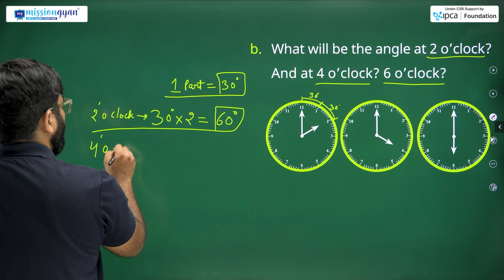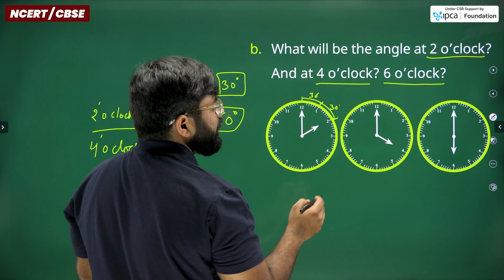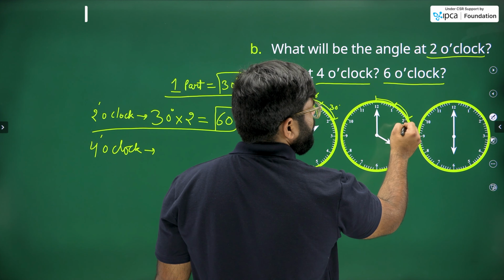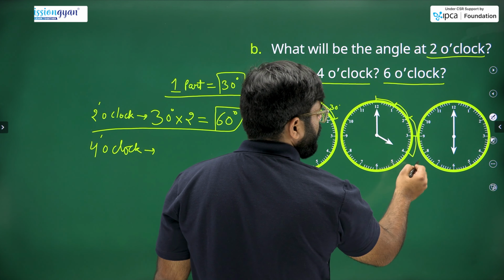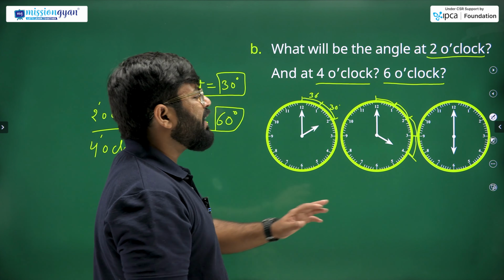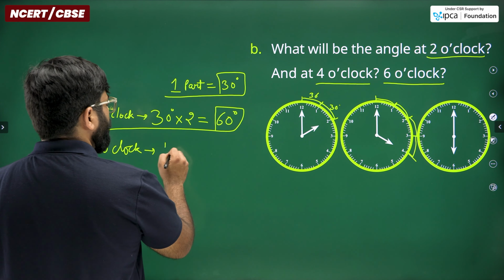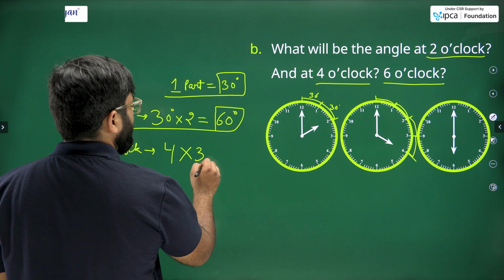Let's check 4 o'clock also. In 4 o'clock, how many parts are covered? So let's see. 12 to 1, one part. 1 to 2, second part. 2 to 3, third part. And 3 to 4 is the fourth part. Or you can directly see, sir, 1, 2, 3, 4. Four parts are covered till 4 o'clock. So at 4 o'clock, one part is of 30 degree.